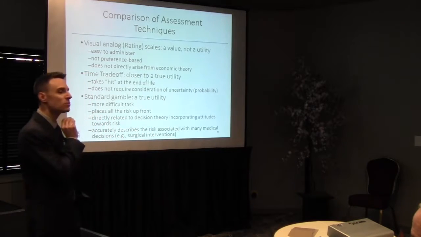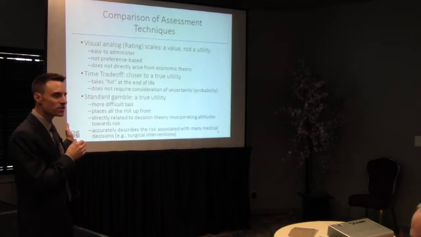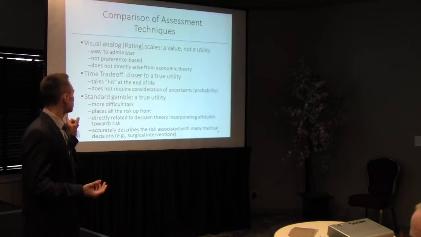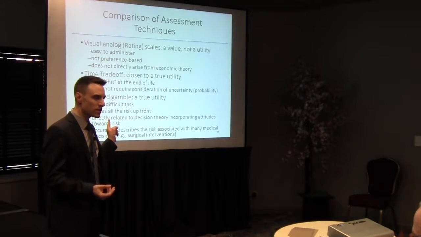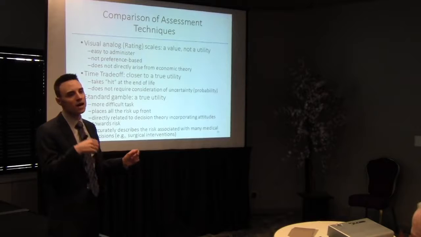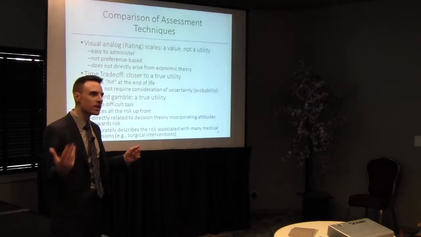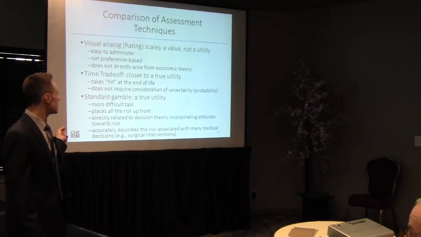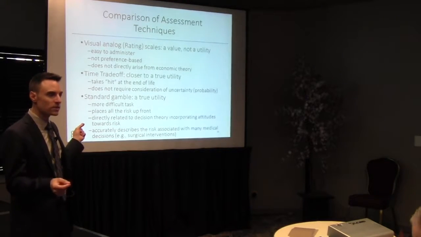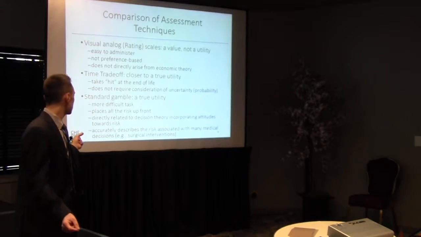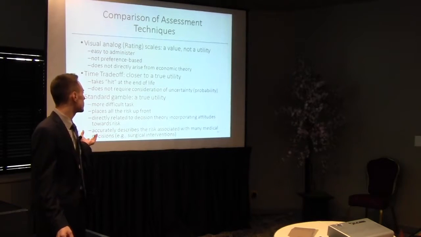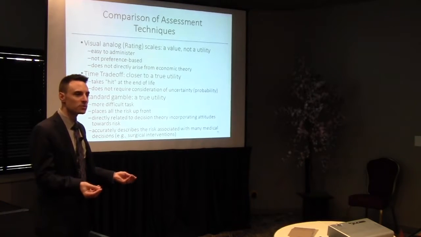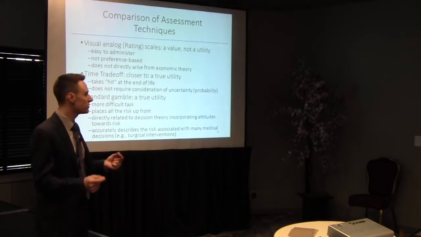But at any rate, standard gamble, it's more difficult, as you can see. There's certainly more work involved in getting those values. But it places all the risk up front. Like I said, you have this disorder, and now we're asking, are you willing to take the risk associated with the cure? It's directly related to decision theory, incorporating attitudes towards risk, because we're saying there's a certain amount of risk in taking this pill. And it accurately describes the risks associated with many medical decisions. So at any rate, you have that preference piece, you have that risk piece, so it does give us that actual utility value. Next.